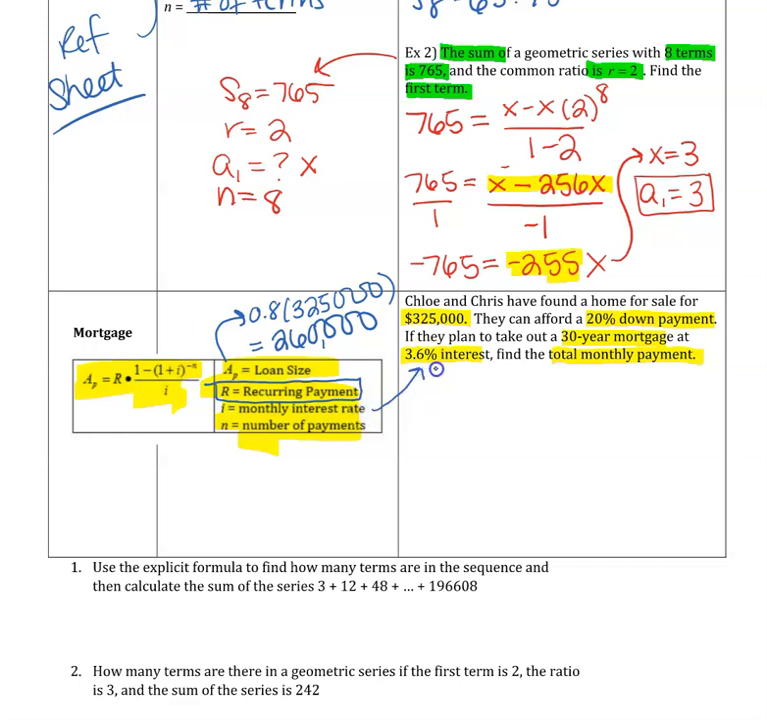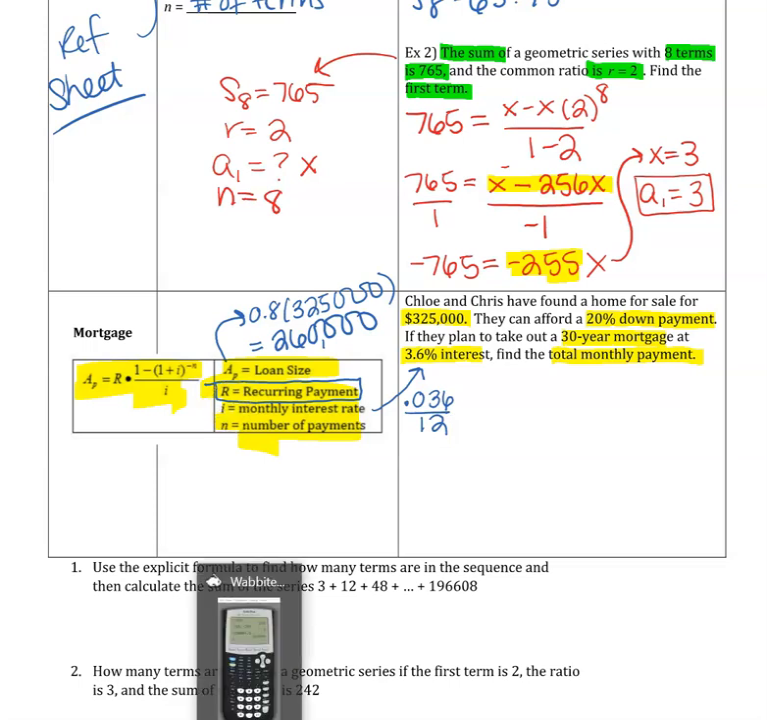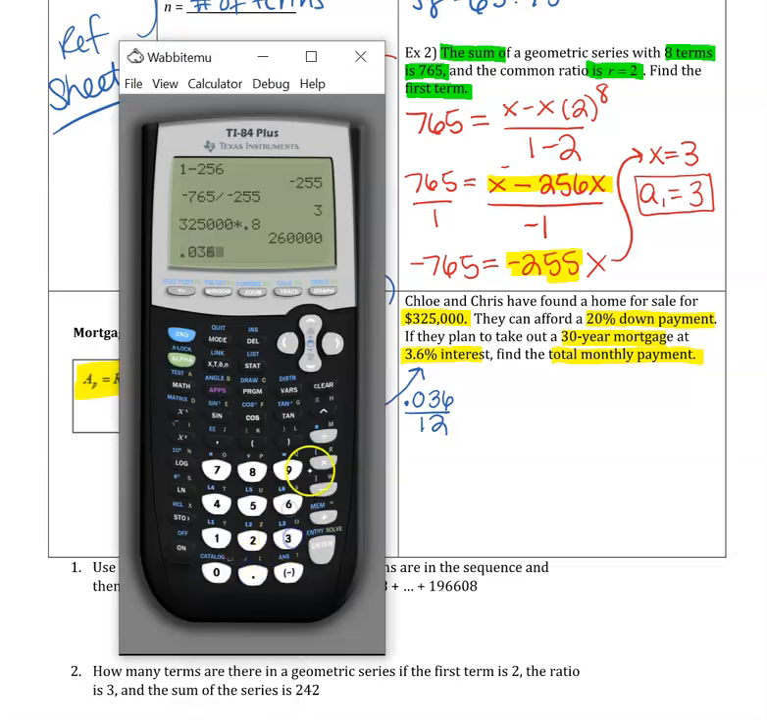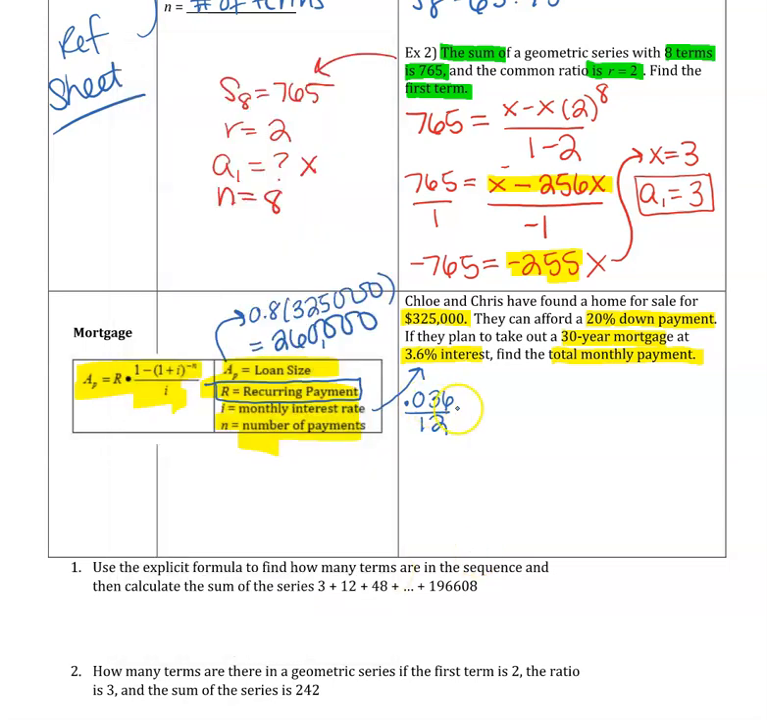So in order to figure out my monthly interest rate, I'm going to take 0.036, because I'm putting that in decimal form, and then divide by 12. And that'll give me what i is. And that gives me 0.003.